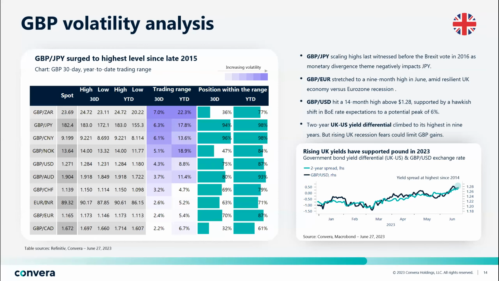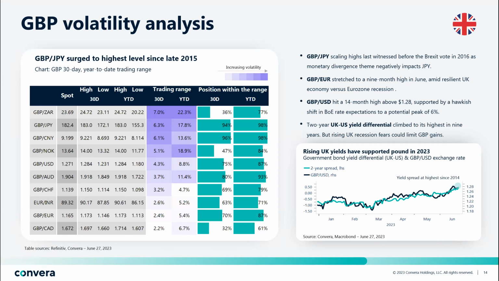currency pairs. This heat map table on the left provides the 30-day and the year-to-date highs and lows, the size of the trading ranges during these timeframes, and the position of the currency pairs within these ranges at the moment. And as you can see, some huge ranges year-to-date already of the pound against the likes of the South African rand, the Japanese yen, Chinese renminbi, and the NOK, the top four there.